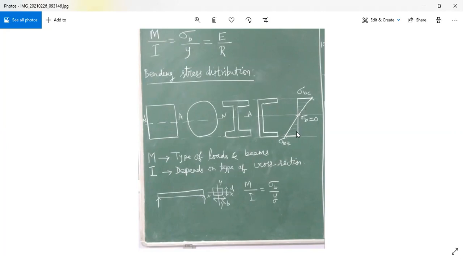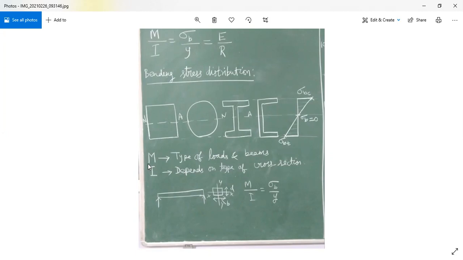And we have learned that the bending stress distribution is linear. That is, bending stress is directly proportional to y. So we have a linear variation of stress distribution, sigma b. If the beam is a simply supported beam, above the neutral axis the nature of the bending stress is compression. Below the neutral axis, the nature of the bending stress is tension. And remember, always along the neutral axis, the bending stress is zero.